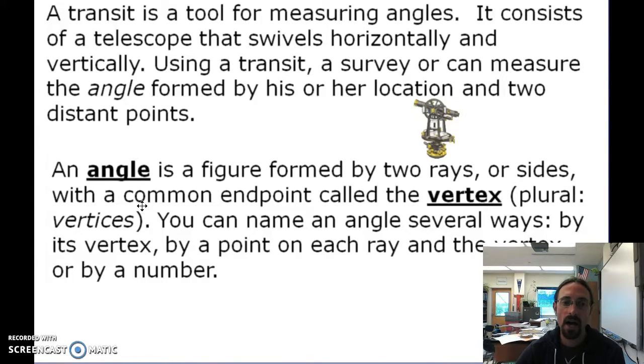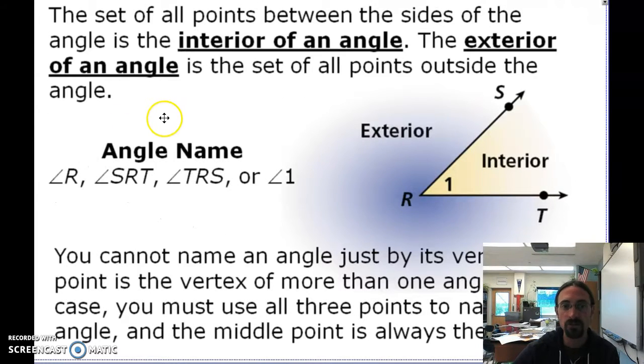So the common endpoint is called a vertex, plural is vertices, and you can name angles several ways: by its vertex, if there's only one angle, by a point on each ray and the vertex, or by a number. And I'll show you some examples here. So one more little bit of theory. The set of all points between the sides of the angle is the interior.